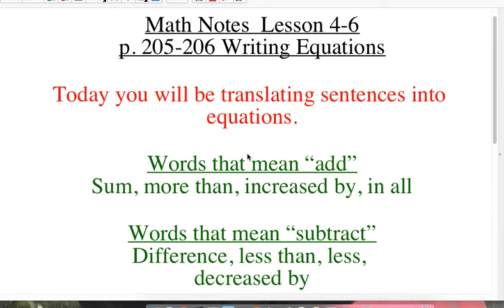But today we're going to take a break from all that, and we are going to practice our skills at writing equations. We're going to see how good you are at reading a sentence, picking out the math terminology, and turning it into something that looks like a math equation with numbers and symbols. So it says here in red that today you will be translating sentences into equations.